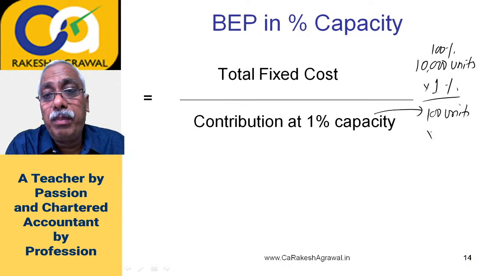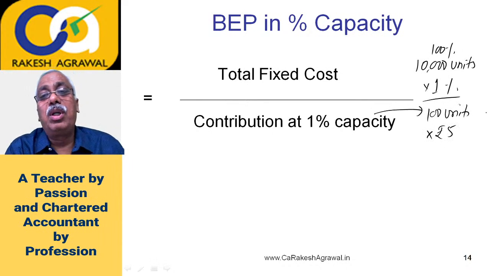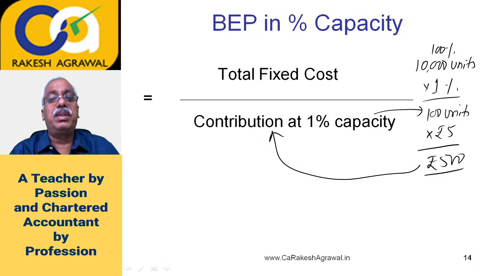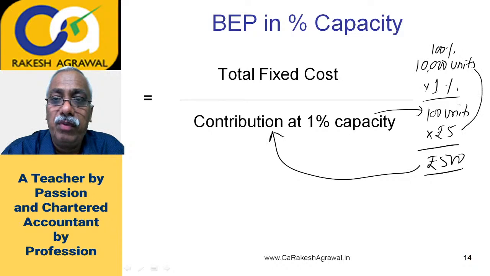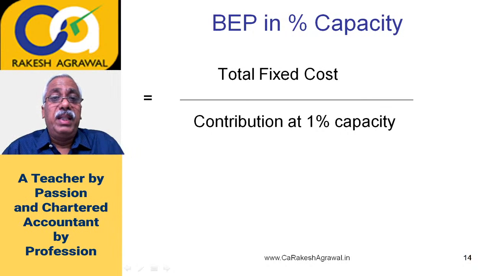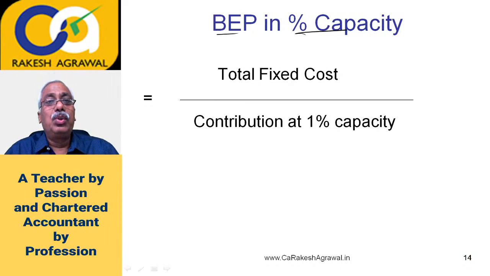Now suppose contribution per unit is rupees 5. So on 100 units you will earn a contribution of rupees 500. So this rupees 500 is contribution at 1% capacity. As simple as that. Or you calculate total contribution at 100% capacity, that is 10,000 units all into 5 rupees. So you will get 50,000 rupees. 50,000 rupees is the contribution at 100% capacity. So what will be the contribution at 1% capacity? It will again come 500 rupees. By this formula you will get the answer of BP in percentage capacity: at what capacity you should operate the plant to achieve BP. This information will be useful to the production manager.